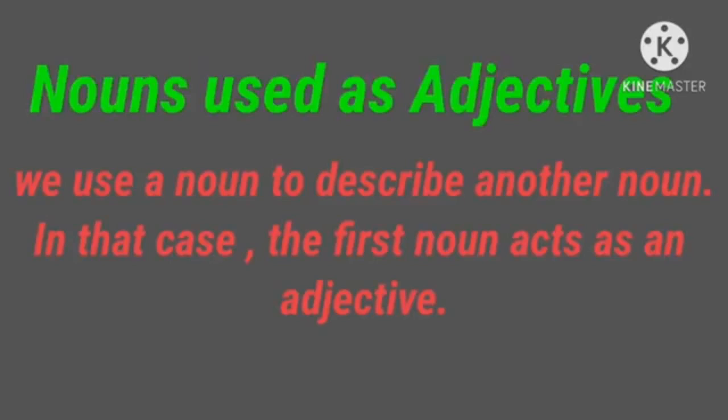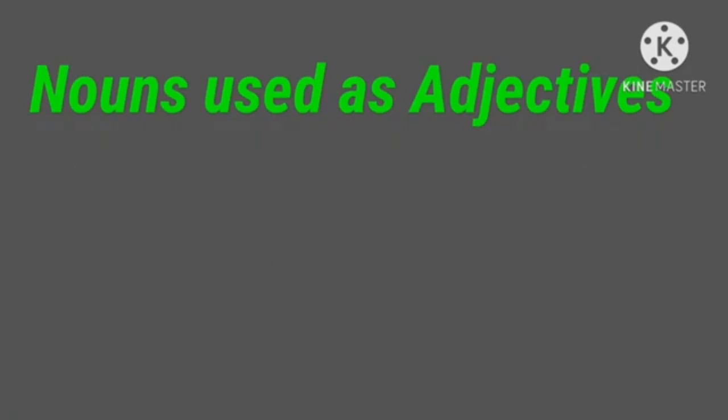Next, nouns used as adjectives. Common nouns are often used as adjectives. We use a noun to describe another noun. In that case, the first noun acts as an adjective.